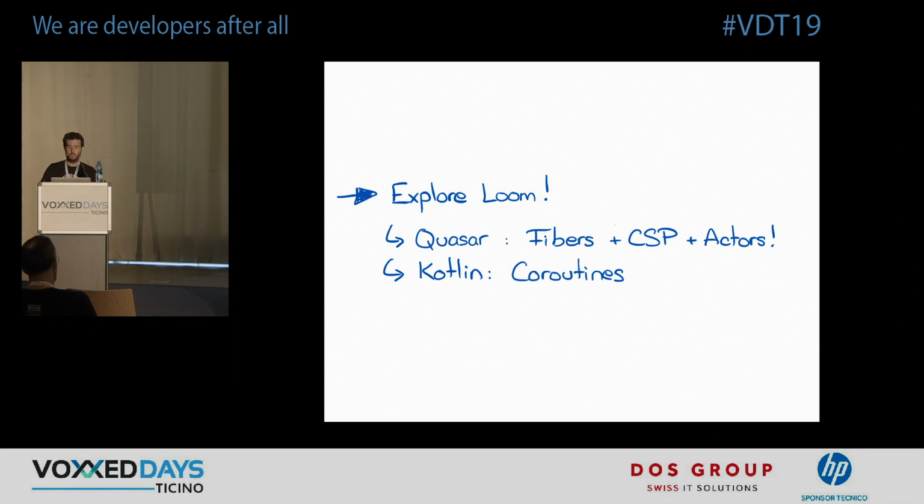You'll see what you can do with fibers and how you may have to change your code to make it work with fibers when Loom is available. And if you are on the Kotlin side of things, I encourage you to play with coroutines because they are actually the same thing. It's just that they are implemented inside the compiler instead of inside the JDK. So it's just an implementation detail.